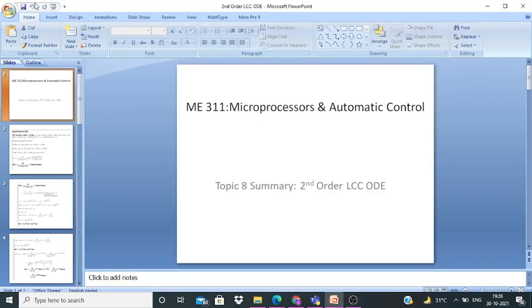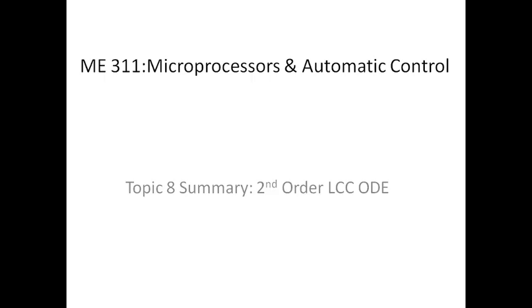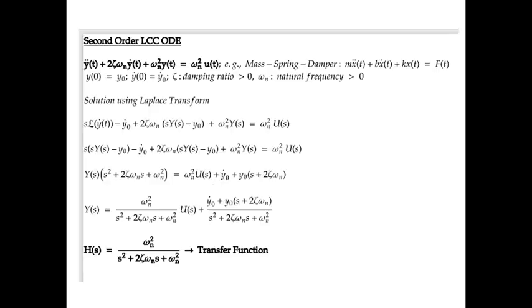Okay, so similar to first order system LCC ODE, we will summarize second order LCC ODE. The general second order LCC ODE is y double dot plus 2 zeta omega n y dot plus omega n square y of t equal to omega n square u of t, where zeta is the damping ratio and it's a positive quantity, and omega n is the natural frequency. A mechanical equivalent of this is the mass spring damper system. So this is the governing equation, and the electrical analog would be an LCR circuit.